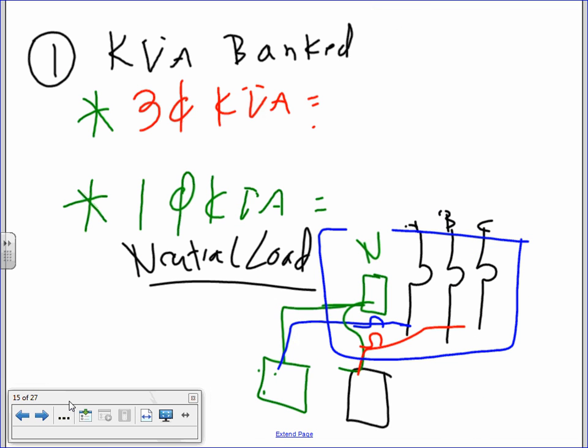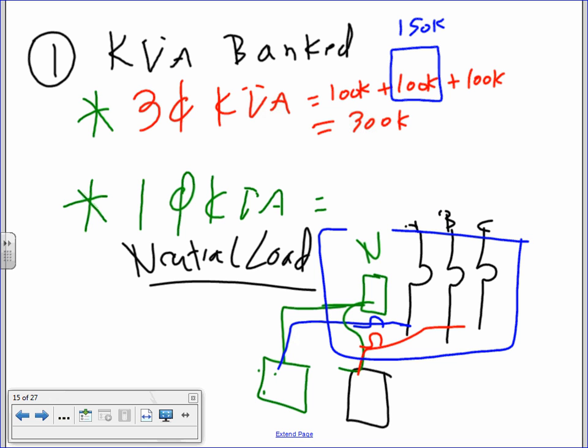Let's talk about, now we have two KVAs. We have one called three phase and we have one called single phase. So the three phase KVA, you take basically 100K plus 100K plus 100K, and gentlemen, you get yourself 300K. This 100K, guys, this one here is actually coming from the 150. Remember, one of them is 150. You only take 100 out of it. That's your three-phase KVA. So you take the 100 plus the 100, and you take only 100 from the 150 to match the other phases, and that will be your three-phase.